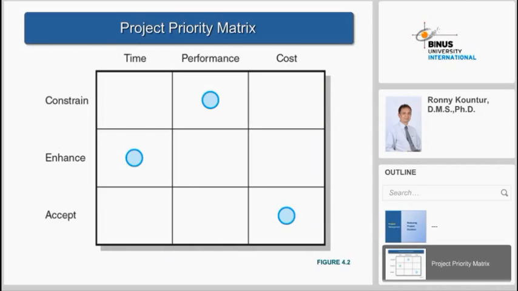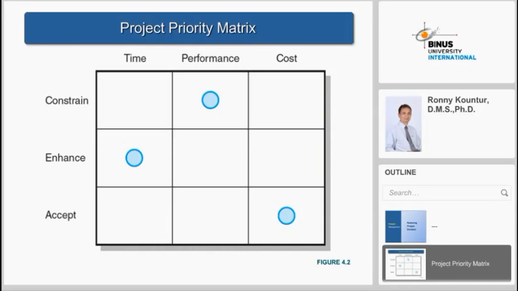And you have to see the project priority matrix. In that matrix, it will show the constraint, enhance, and accept. What do we mean by constraint? Constraint is the thing that we cannot reduce anymore. Let's say in this example, the constraint is performance. It means that the quality of the output of the project will not be sacrificed. We have to maintain the quality.